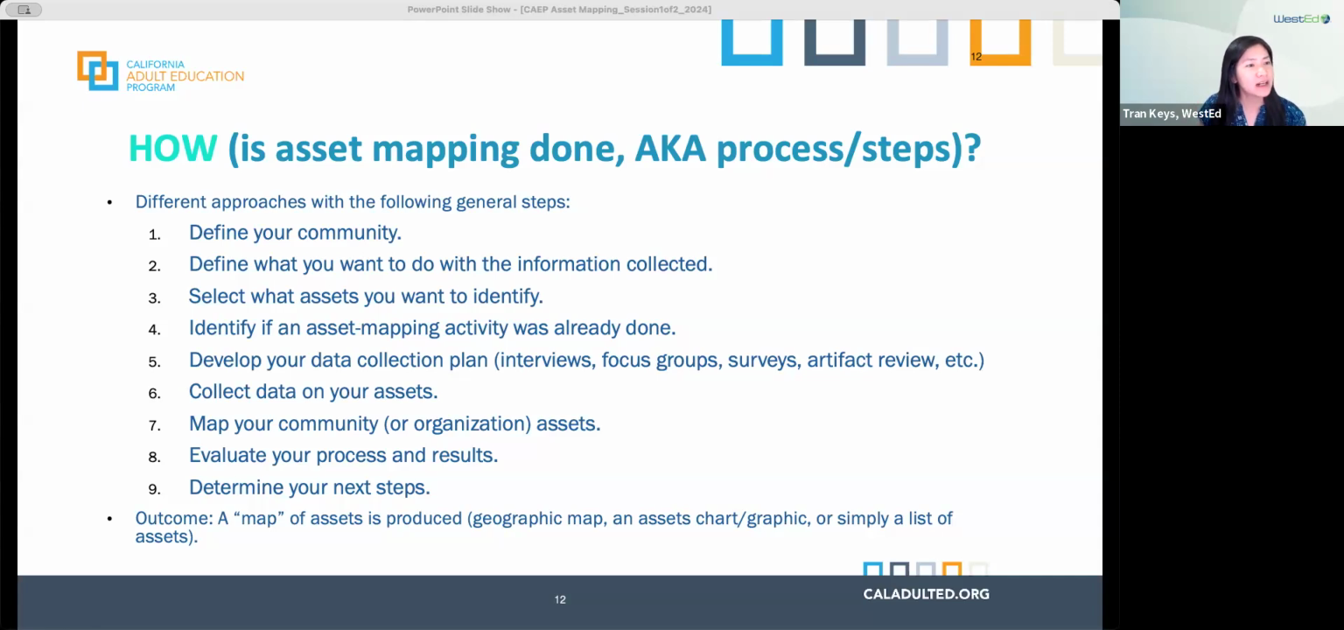You want to develop your data collection plan. You go back to the word I used earlier, systematic, right? You're talking to a group of researchers here who are from our organization. We do technical assistance program evaluation research. And so I conduct asset mapping through the lens of being a researcher.